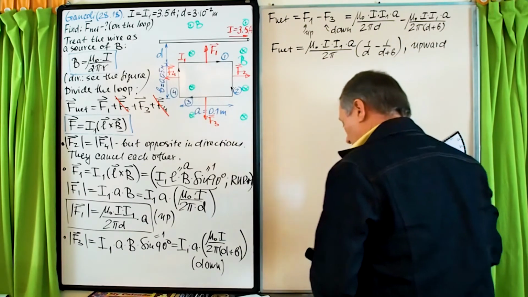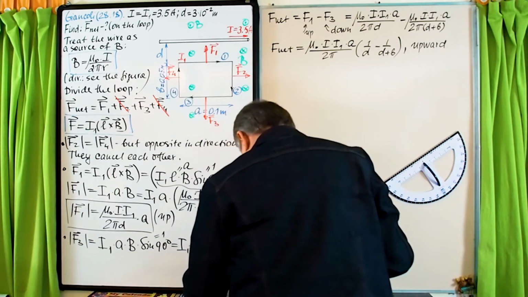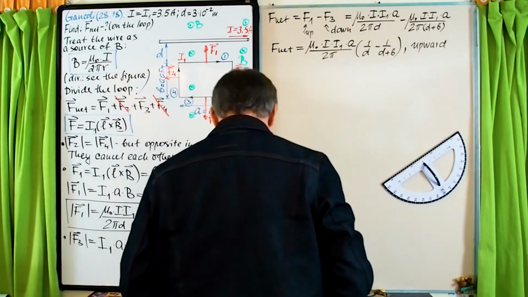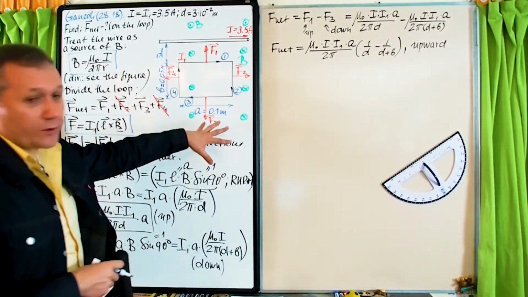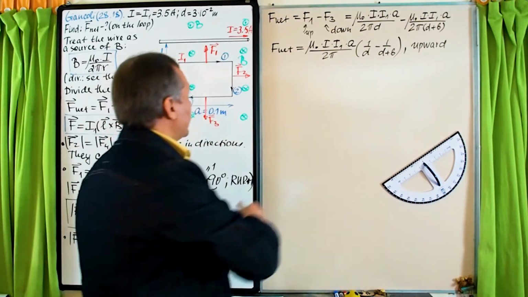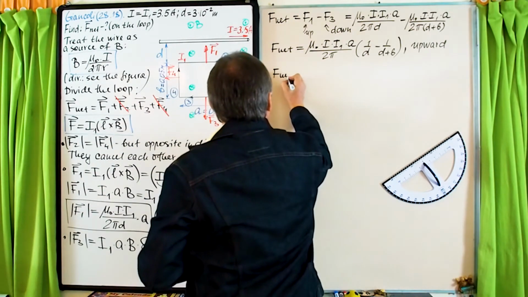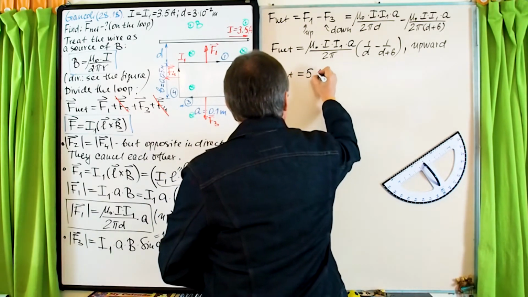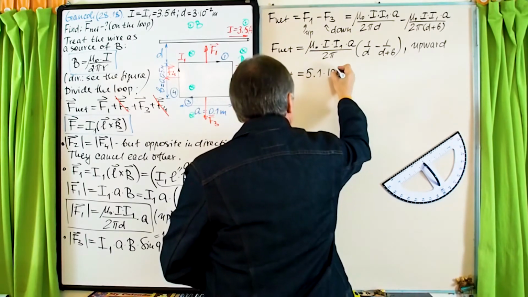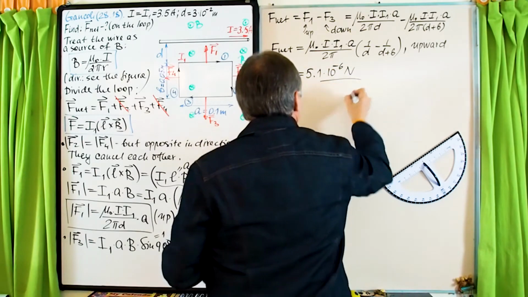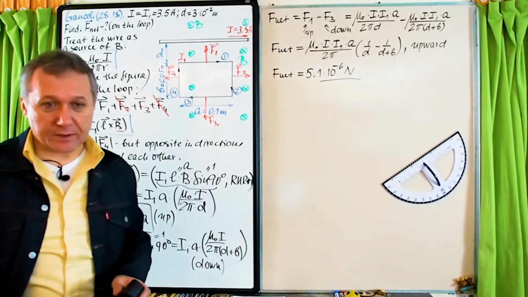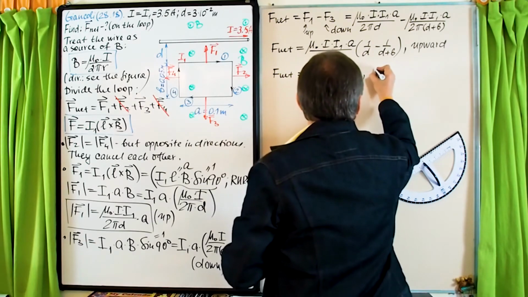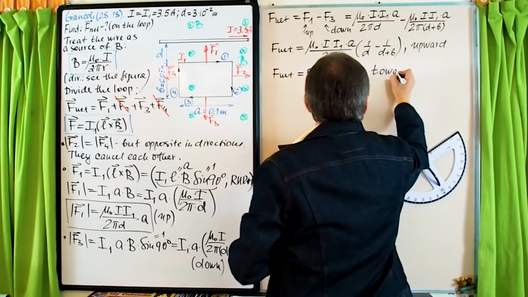Let me write upward. Okay, so if you plug in numbers, I'm not going to do it. Right. Everything I converted into meters already. And F net equals 5.1 times 10 to the power minus 6 newtons. It's just a force, right? Magnetic force, so units of newtons. And the direction is upward, or we can write towards the wire.